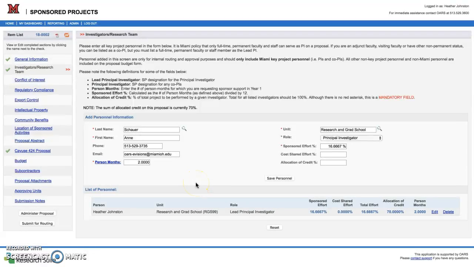For multi-investigator proposals, it is up to the research team to determine how credit should be divided. Credit may be divided equally among investigators, or it may be divided proportionally according to criteria established by the research team. Here, you can see that 70% of the credit has been allocated to the lead principal investigator, which means that there's 30% remaining to allocate to the other principal investigator.